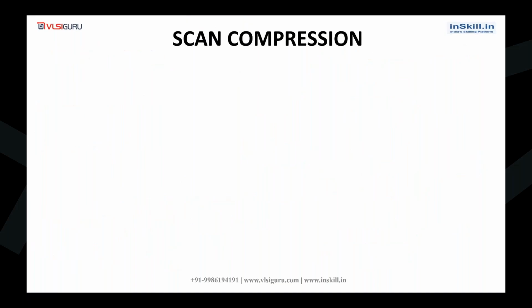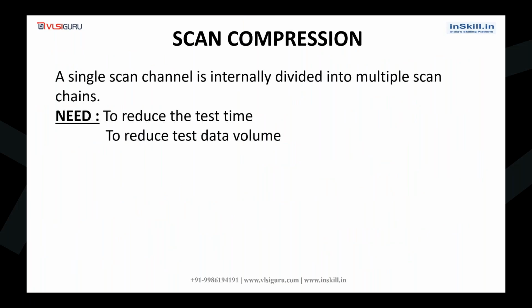And next is scan compression. Scan compression means a single scan channel is internally divided into multiple scan chains. Or you can say that multiple internal chains, that is the internal scan chains, are compressed into external channels.